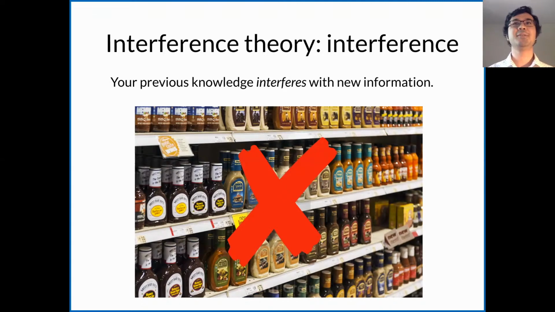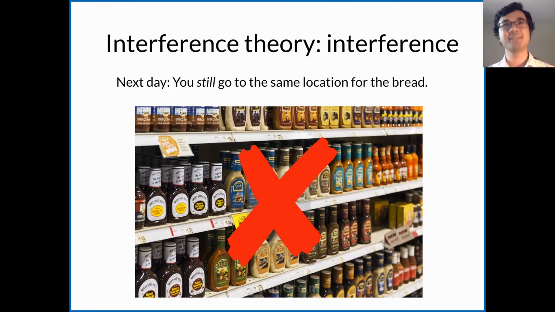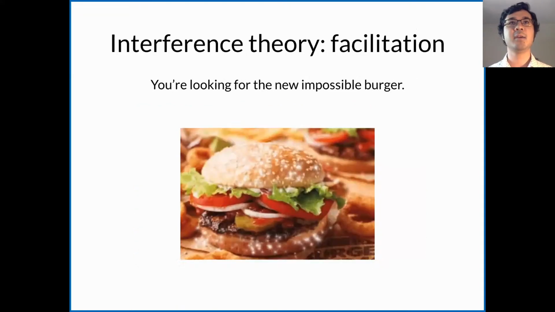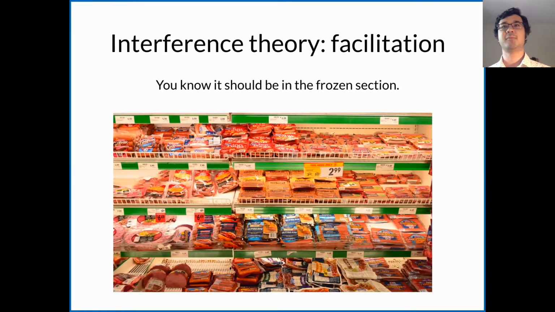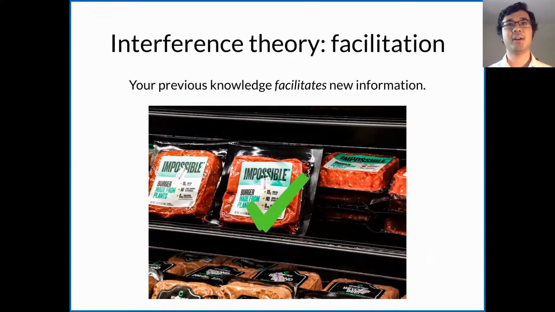And what's funny is the next day you come back to the same location and you're back to the sauce aisle, and it really drives home the point that it's instilled in your brain. On the other hand, let's say you're looking for the new Impossible Burger. It should be in the frozen section because that's usually where the meats are kept. You walk over there and you do find the Impossible Burger there. In this case, your previous knowledge facilitates this new information.